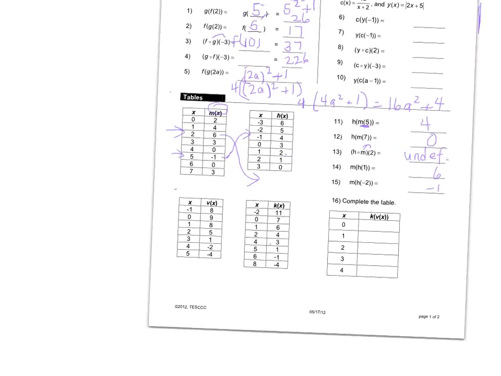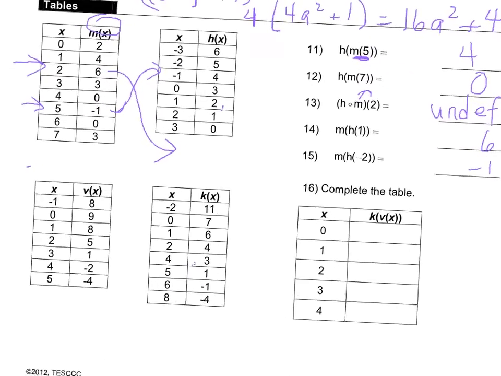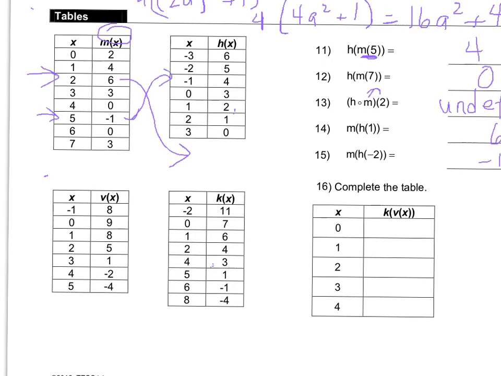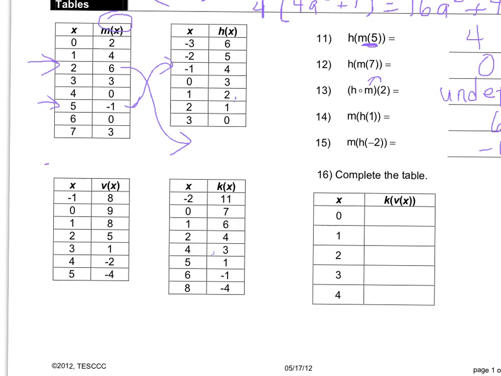Now let's look at the table below. In this case, we've been asked to find k of v of x. Use the tables to the left to fill in this table, k of v of x. Your correct answers should be undefined, -4, 1, 6, and 11.